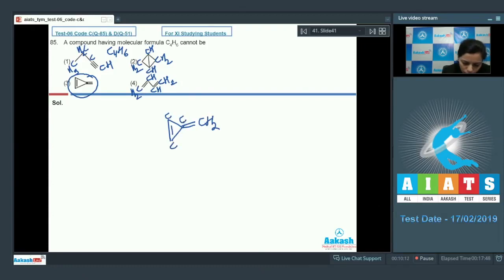If we talk about this one, here the carbon is in this way. So 1, 2, 3, 4 would be formed in this way. So this is the structure. In this case, the formula should be C4H4. That is not having the molecular formula C4H6, and that's why this option is correct for this question. After that, question number 86.